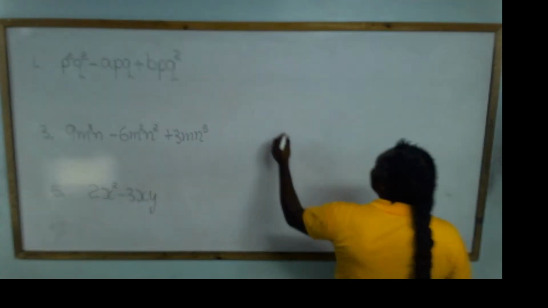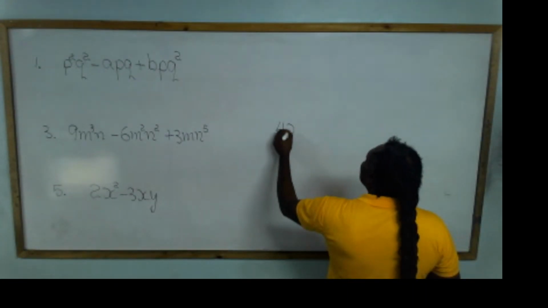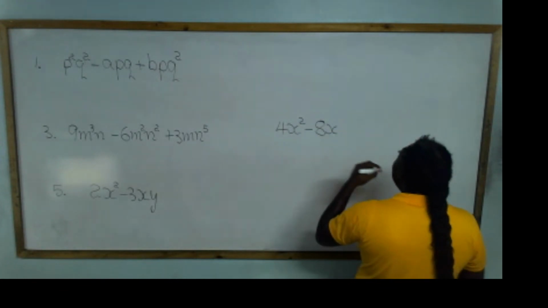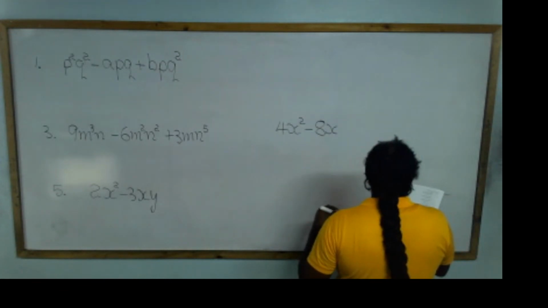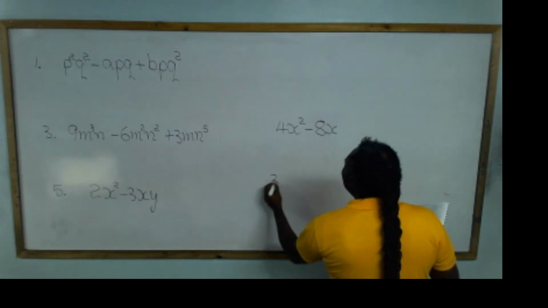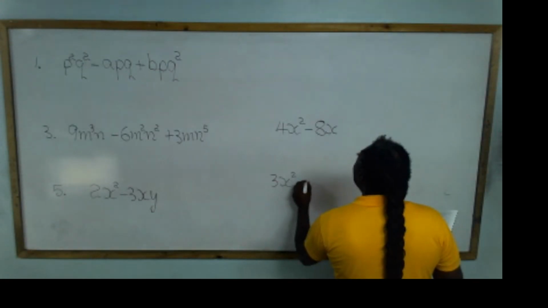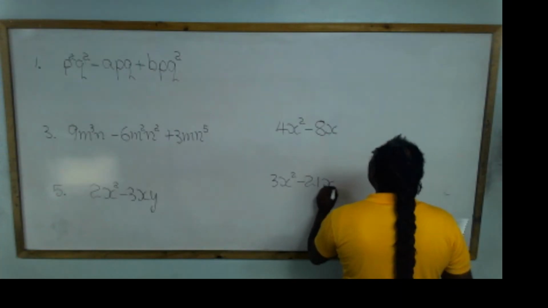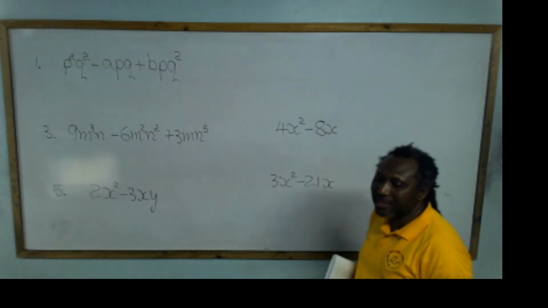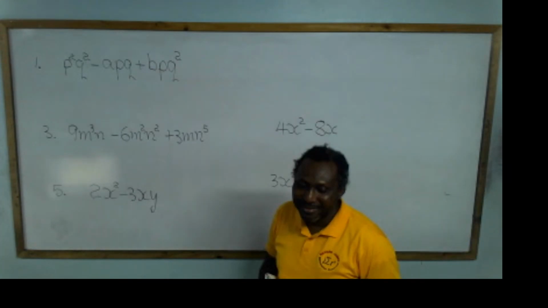So we'll have 4x squared minus 8x. And we will have 3x squared minus 21x. Oh, this is analogy: 3x squared minus 21x. These two are analogous to each other. Students, the class has not yet begun. We're just dabbling a bit for the students who joined already.